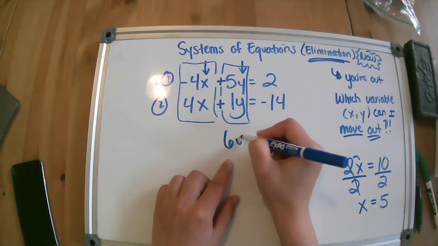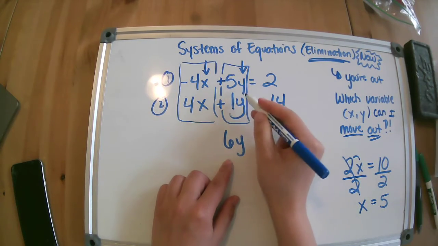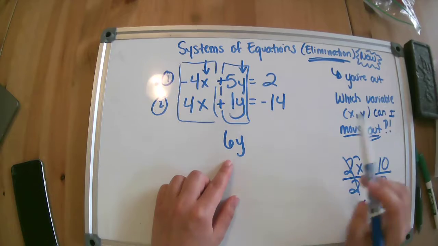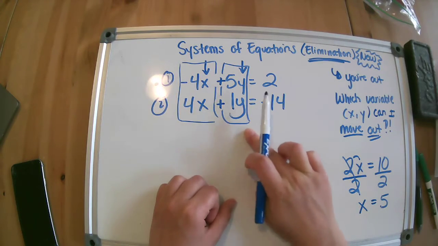It would just give us 6y. So that is not an example of eliminating anything. We didn't move anything out. We just created a bigger problem.